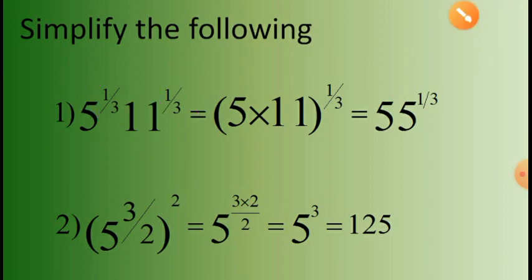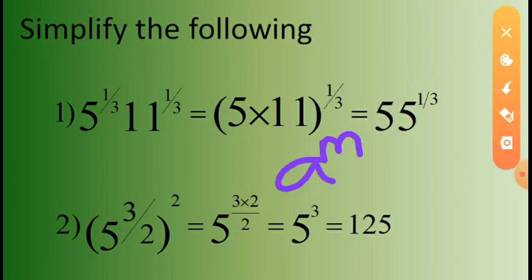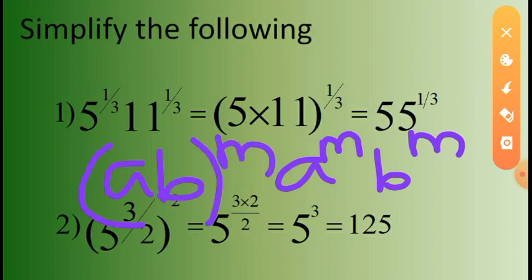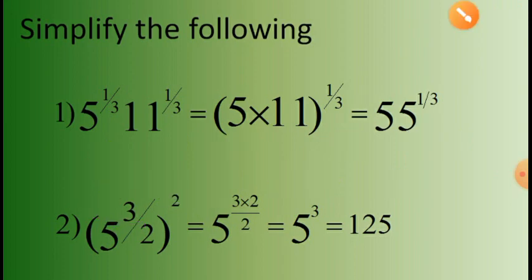So what to do? Which identity is it? a raised to m into b raised to m. So how I can write it is a into b bracket raised to m. So what will I get here? 5 into 11 bracket raised to 1 by 3. So I'll be getting the answer as 55 raised to 1 by 3. Clear? Now, next question.